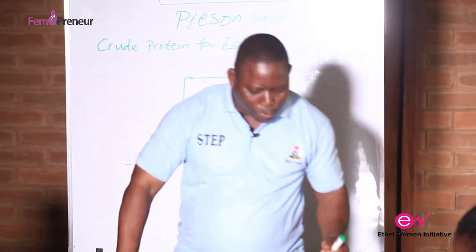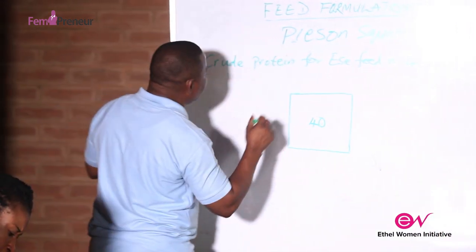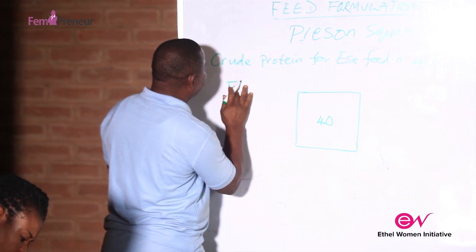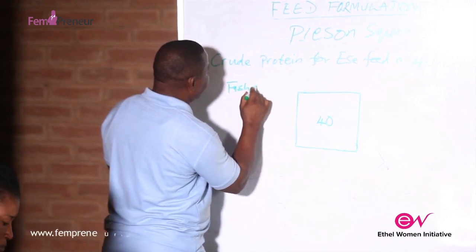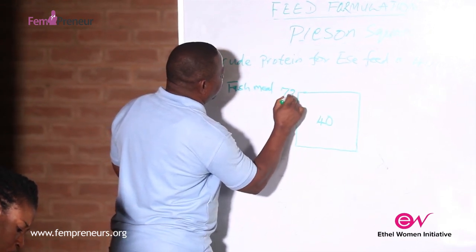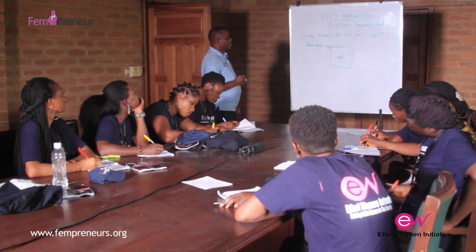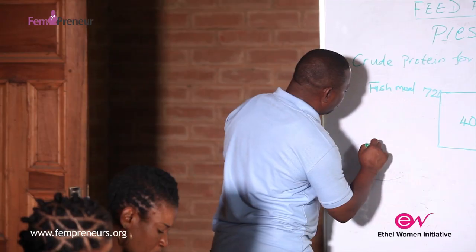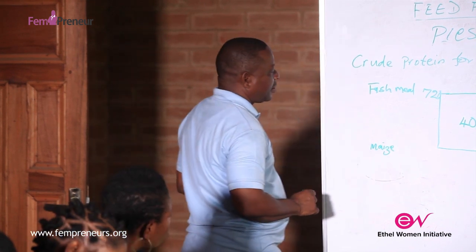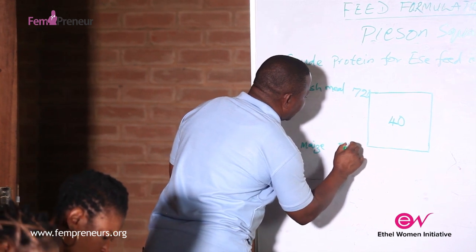So he took two raw materials. The first raw material he took was fish meal, and he put it here at this edge of the square. He took fish meal of 72%. He took another raw material, he took maize, with crude protein of 8.8%.